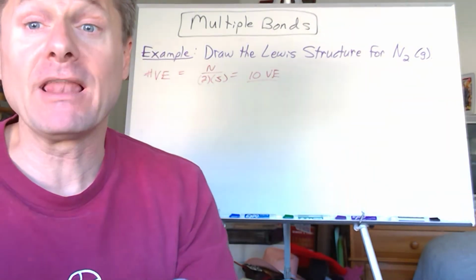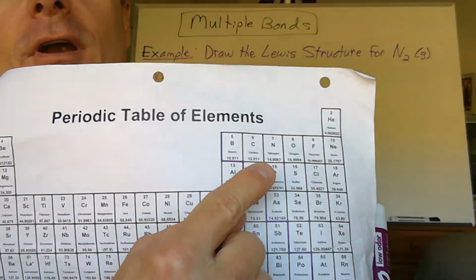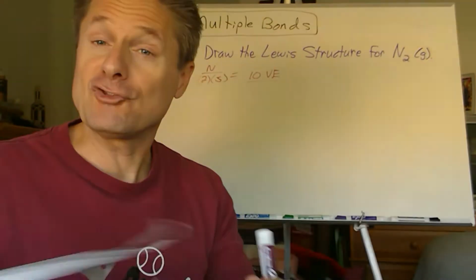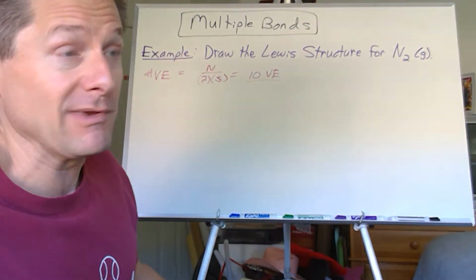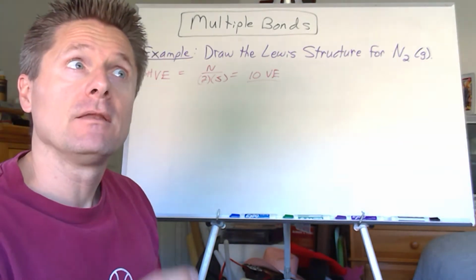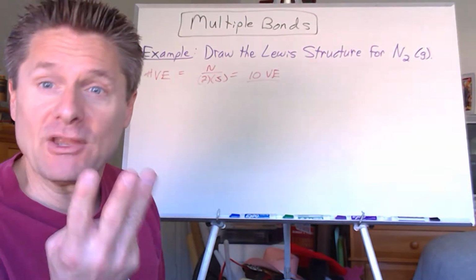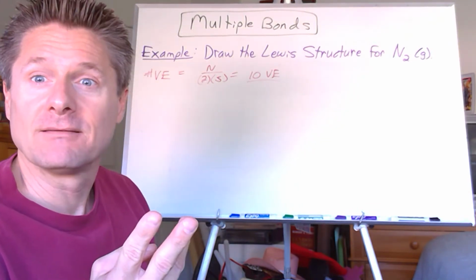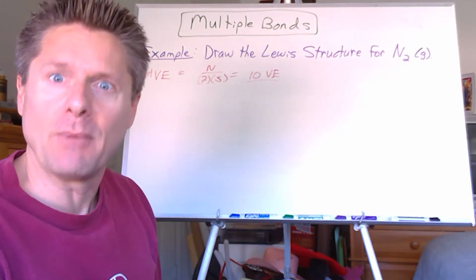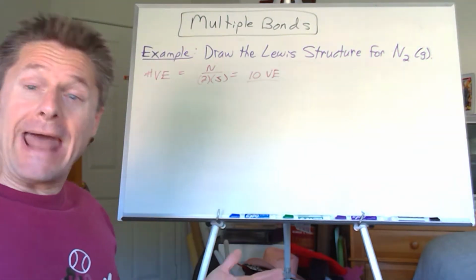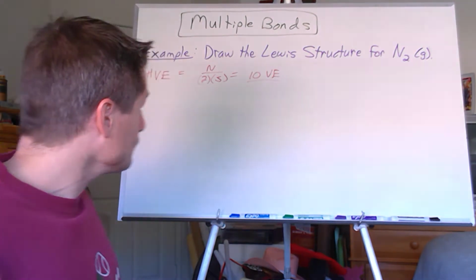So how many covalent bonds does nitrogen prefer? Well, it's 1, 2, 3 away from neon. So nitrogen prefers 3 bonds. That could be 3 single bonds, a triple bond, or a double bond and a single bond. Apparently, I can't count to 3. So a lot of options with 3 bonds.